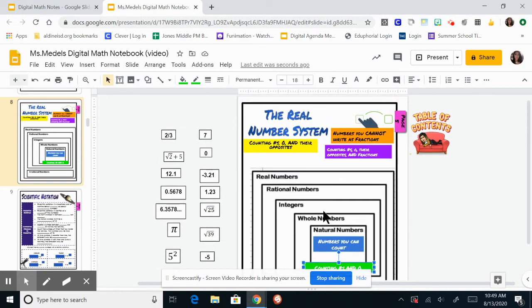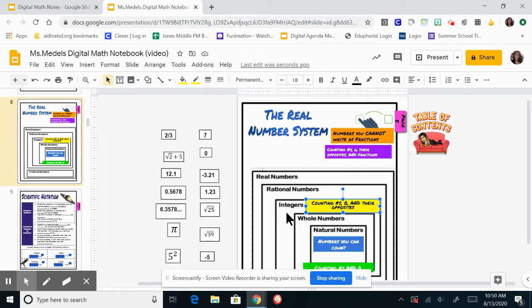Now with integers, natural numbers are a subset of whole numbers, and that means that these two are a subset of integers. So integers are going to be all the numbers that you can count and 0, and this time we're going to add their opposites, those negative numbers. So now we have 1, 2, 3, 4 to infinity, 0, and then -1, -2, -3, -4, all of those numbers. So that is the set integers.